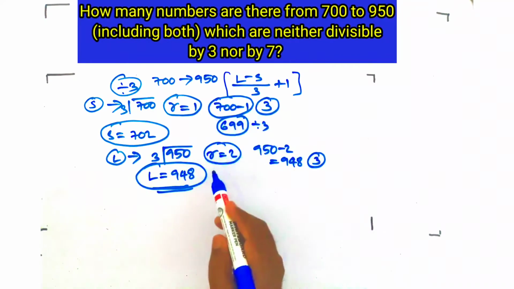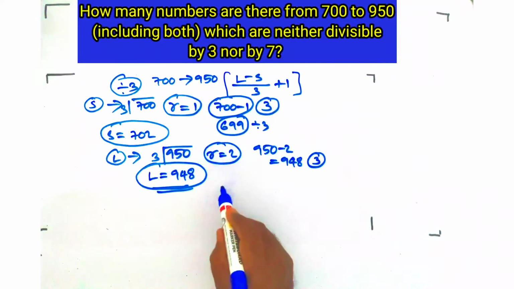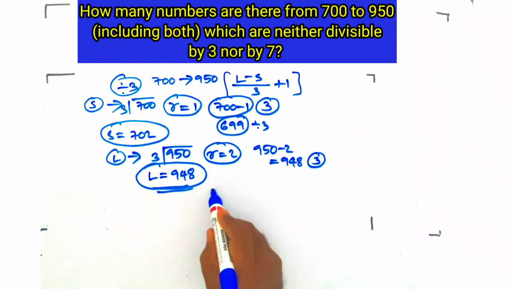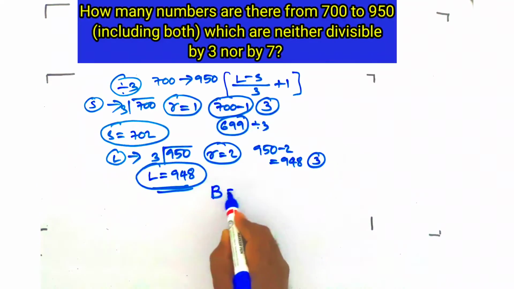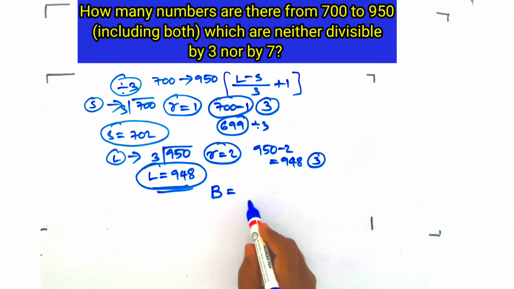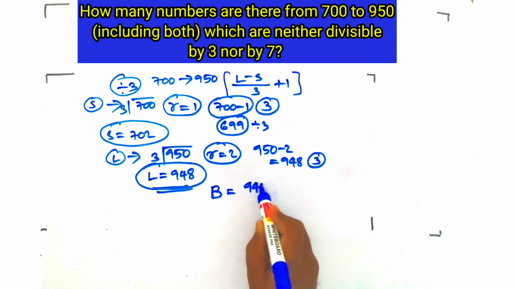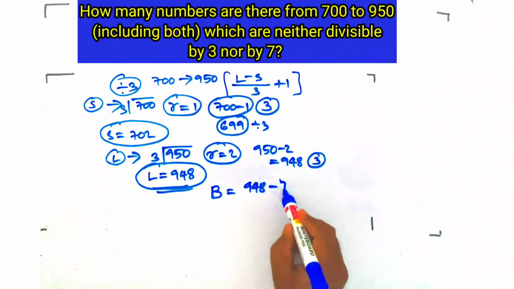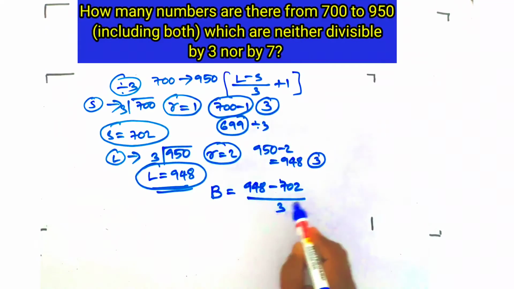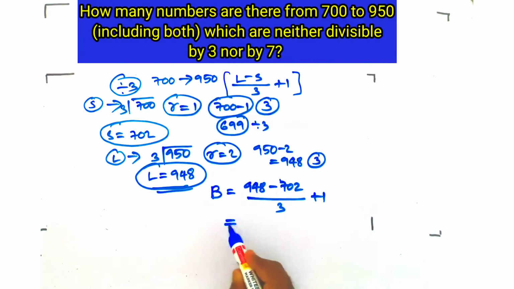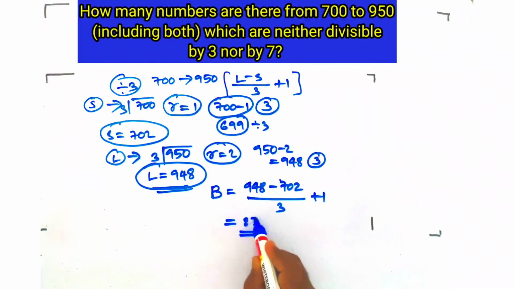To apply in this equation we have L and S. So the number of numbers which are divisible by 3 from 700 to 950 will be (948 minus 702) by 3 plus 1. The answer is 83. Our B is equal to 83.